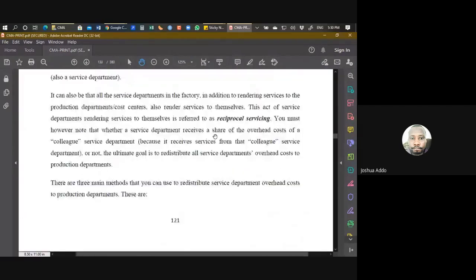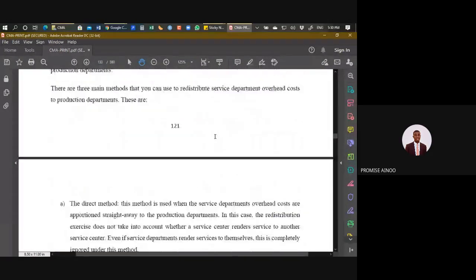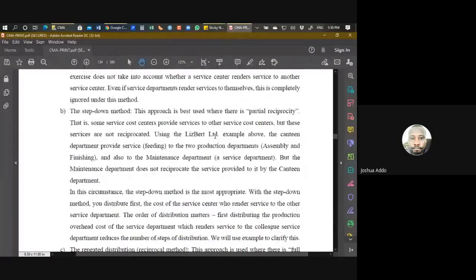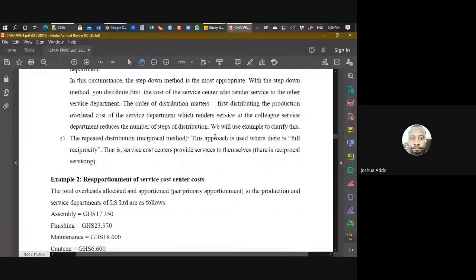So go and read on secondary apportionment. Read on the various methods. We have the direct method, step down method, and reciprocal or repeated distribution. Go and read on them and solve the exercises on when and how each of these methods is applicable. Thank you very much for your attention. So it is assumed that this chapter is dealt with.